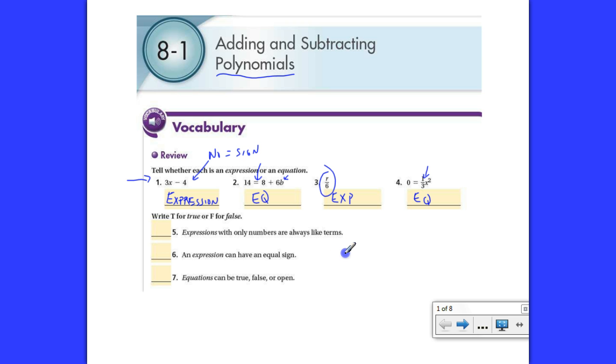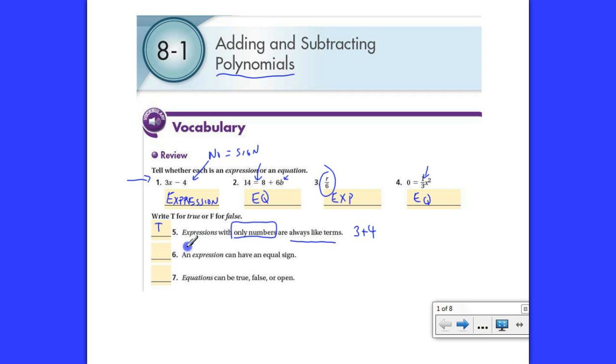So number 5 there, true or false question, says expressions with only numbers are always like terms. Expressions with only numbers. Now think about that. That would be like 3 plus 4. Well, would those be like terms? Yeah. So if there's only numbers, then it's true. They would always be like terms because you could add them together. They are exactly the same.